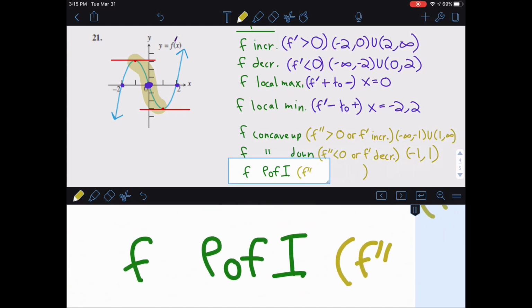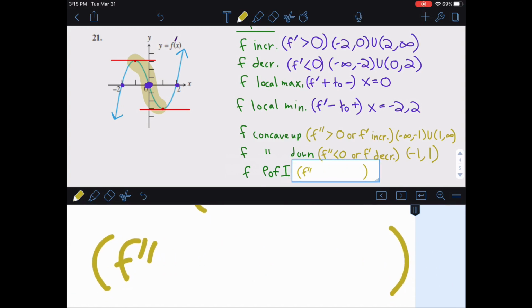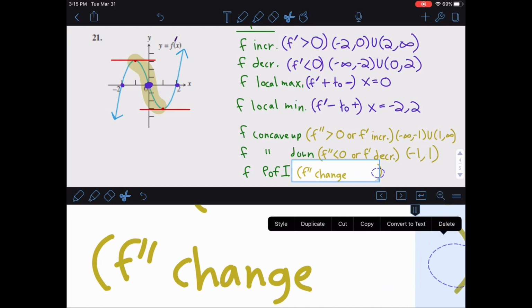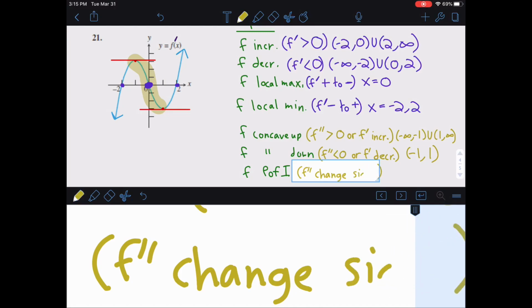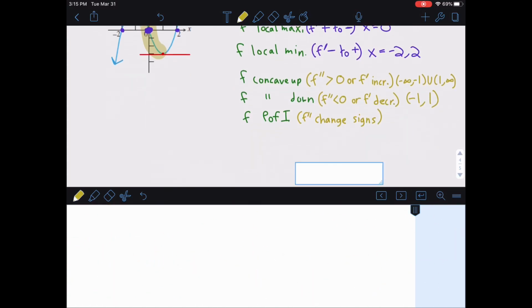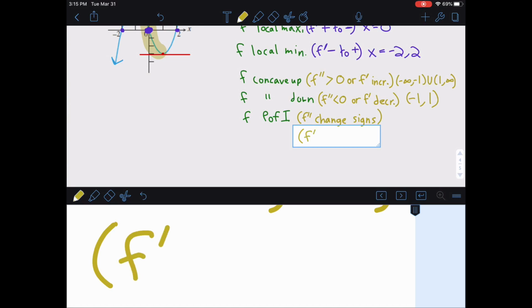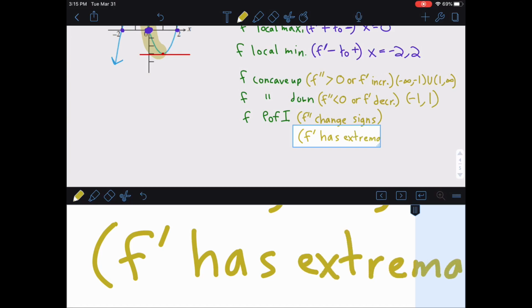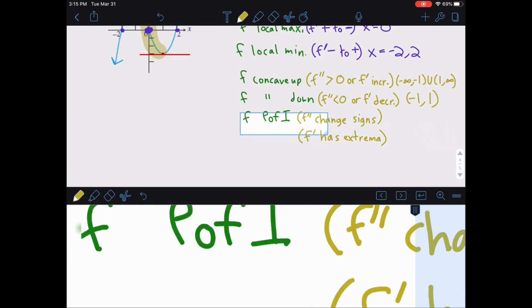And now, where does f have points of inflection? So this is where f double prime is going to change signs. So it doesn't matter positive to negative or negative to positive. We just need any sort of sign changes. And so really a little shortcut for this is what you're really looking for is where f prime has extrema, maxes and mins.